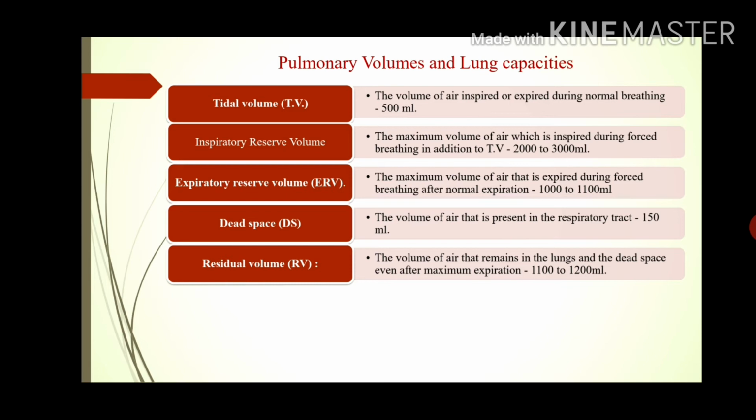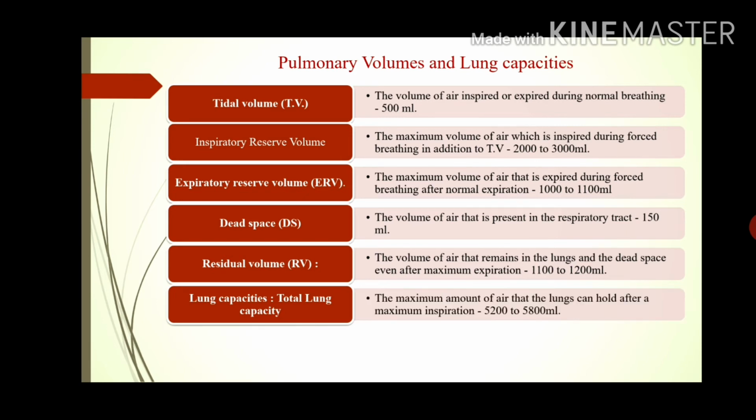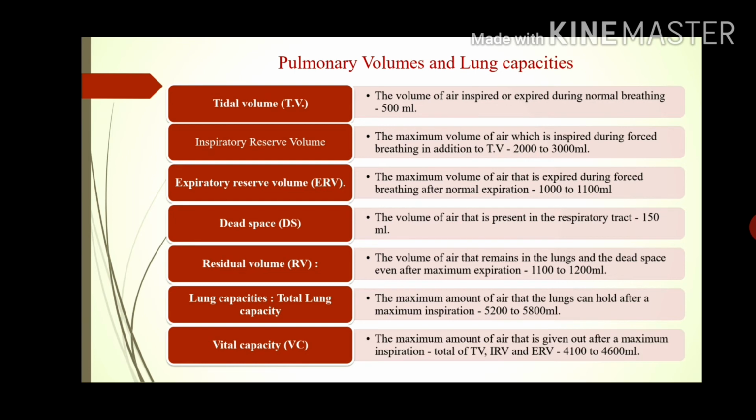Now what do you mean by lung capacities? The total lung capacity is the maximum amount of air that the lungs can hold after a forceful inspiration. That is your whole capacity. It is around 5200 to 5800. And what do you mean by vital capacity? The maximum amount of air that is exhaled out after you inhale to a maximum capacity. A total of tidal volume, inspiratory reserve volume and expiratory reserve volume, around 4100 to 4600 ml.